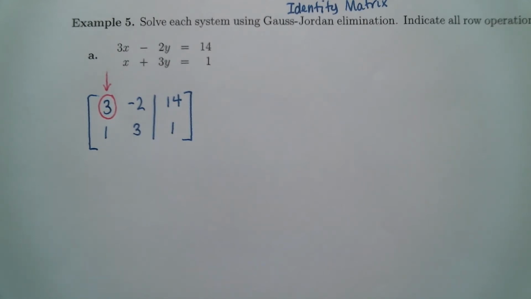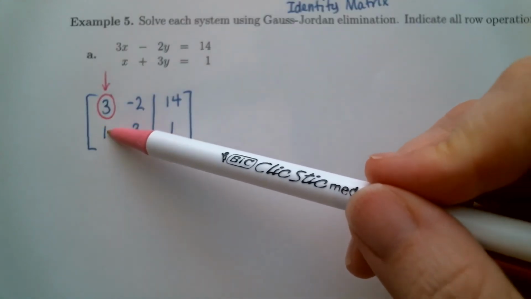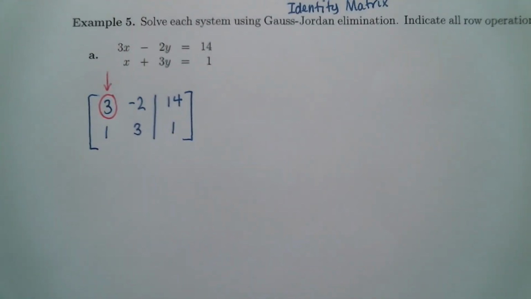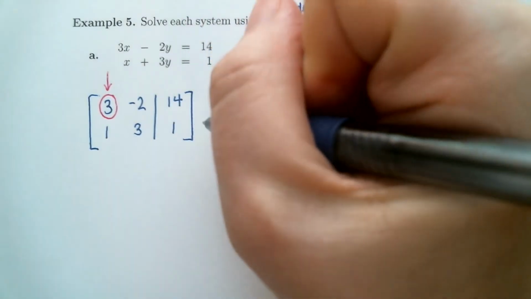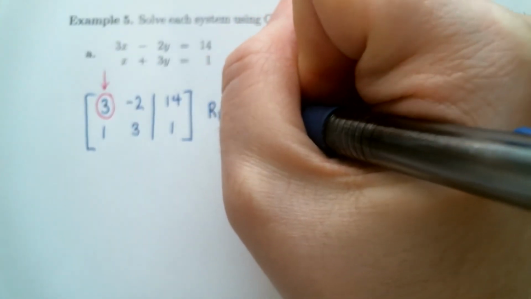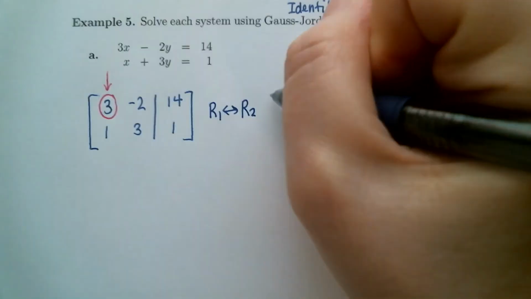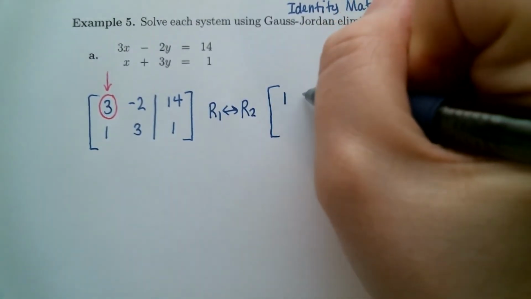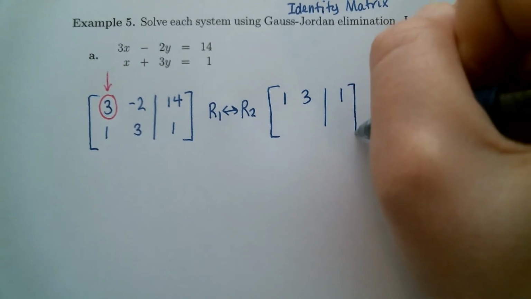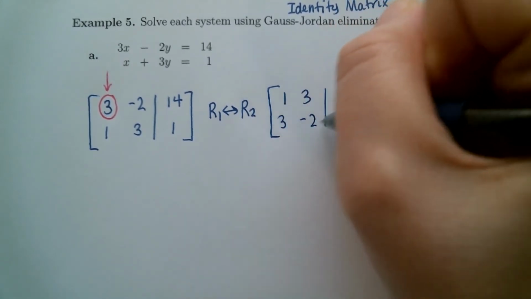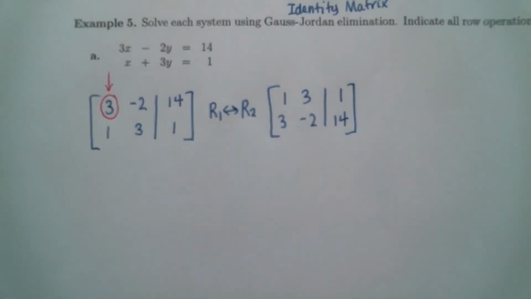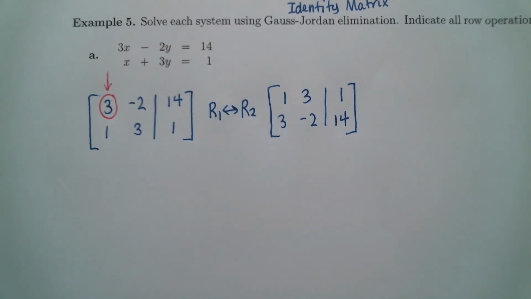Right now it's a 3. You need to change that to a 1. The easiest thing you can do is switch the 2 rows. If you switch rows 1 and 2, you will get the 1 in that position. So I'm going to notate what I do, and I expect you to as well. I am going to switch row 1 and row 2, and that's going to give me a new matrix. So here comes my next matrix. That's it. So I have secured the 1 in the first row and first column.